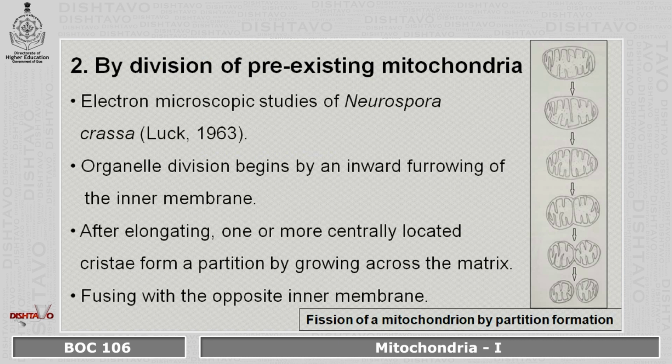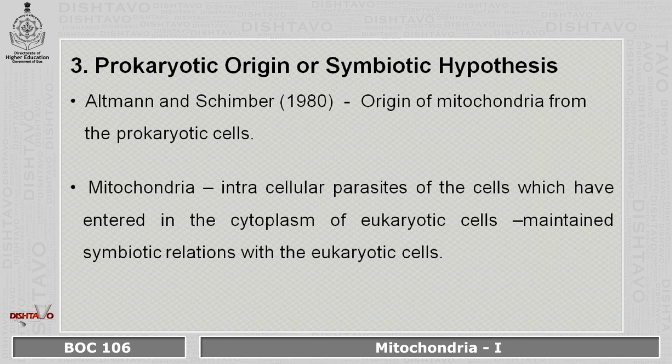Electron microscopic studies of Neurospora crassa show that organelle division begins by inward furrowing of the inner membrane. After elongating, one or more centrally located cristae form a partition by growing across the matrix, fusing with the opposite inner membrane, and then you get the two mitochondria separated. The third hypothesis states that mitochondria have originated from prokaryotes.